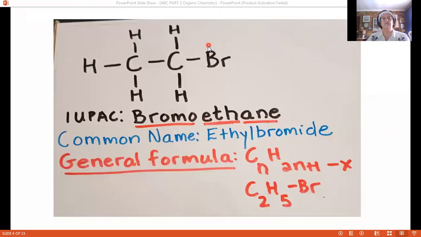Right, if you look at bromine, then the prefix is bromo, being 2 carbons, it's eth, single bond ane, bromoethane. The common name here is ethyl bromide. And again, I just wrote down the general formula so that you can see the molecular formula is then C2H5Br for the bromoethane.